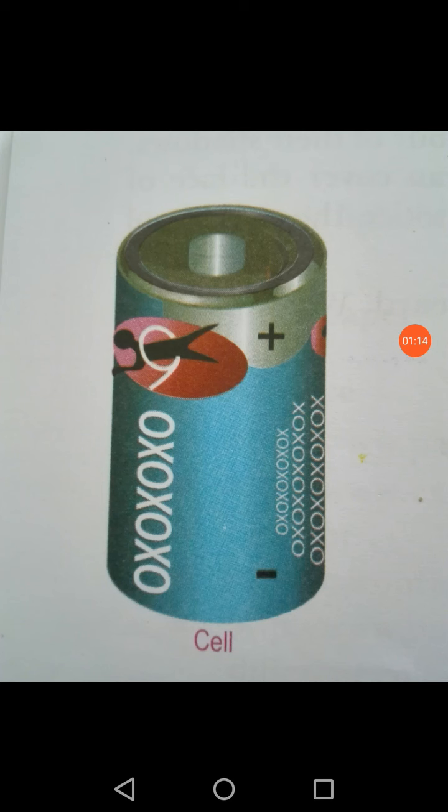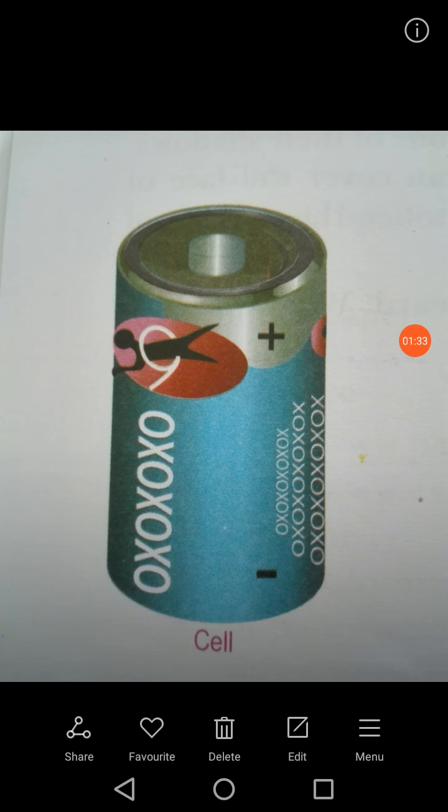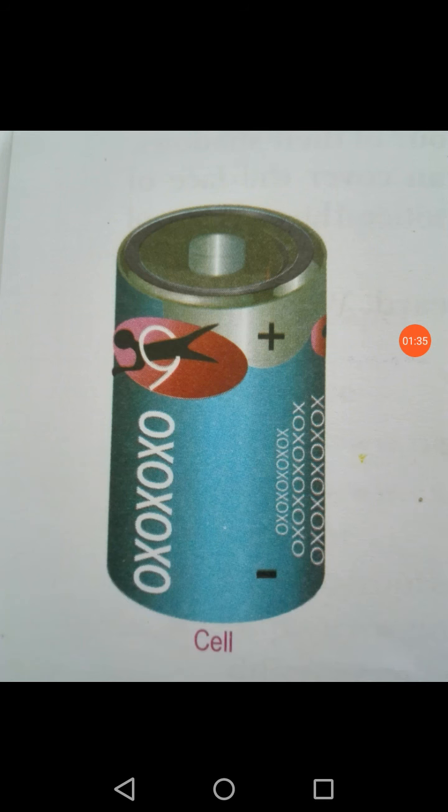As you can see in the photo, there are two terminals in the electric cell: a positive terminal and a negative terminal. The positive terminal has a metal cap, whereas the negative terminal has a disc. You can also see these in your home, in a watch, clock, and torch, with the two types of terminals.